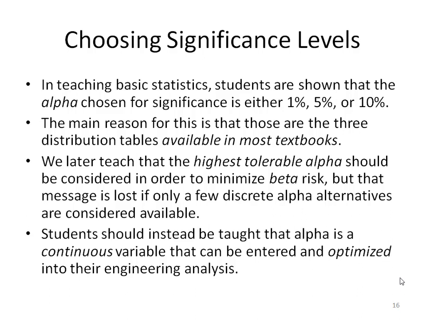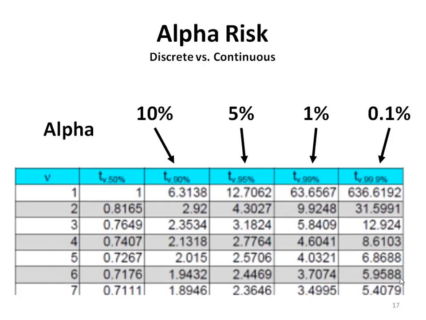How do we get students to think of alpha as a continuous variable that they haven't in the past? One of the ways we do that is to move them into Excel. Notice that in any statistics book, you've got a series of tables in the back usually where students can look up the probabilities and t factors associated with given alpha levels. So 1%, 5%, 10%, sometimes, and in this case, 0.1%. That really limits their thinking.